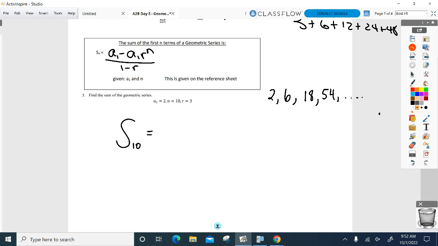Just follow the formula. A1 was 2, minus A1 again, 2. R, we're multiplying by 3, raised to what? 10, the number of terms we're adding, all over 1 minus 3. And I'm not going to recommend, I'm going to tell you on this one, plug this all in at the same time. Get a fraction template up, plug it all in at the same time. Something will go wrong if you try to do the top first, then the bottom. So get an alpha window or alpha y equals, get your fraction out and type everything in all at once.